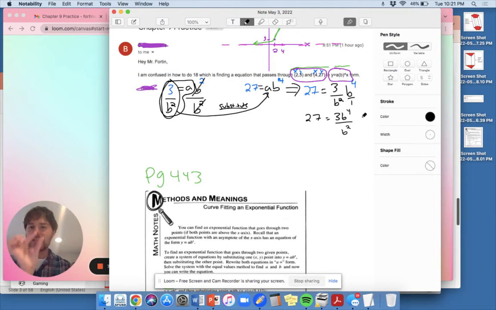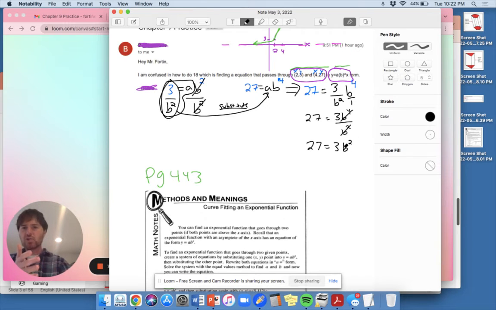Remember, this is B times B times B times B, B 4 times in a row, and we're dividing by B twice. So 2 of those B's would be crossed out in the numerator. So what I have here is 27 equals 3B squared, okay? B to the 4th divided by B squared is B squared there, and now I can go ahead and keep isolating, keep paring it down, okay?